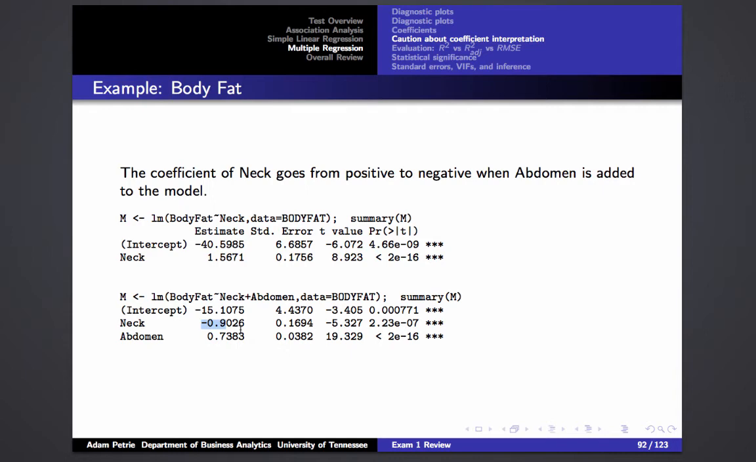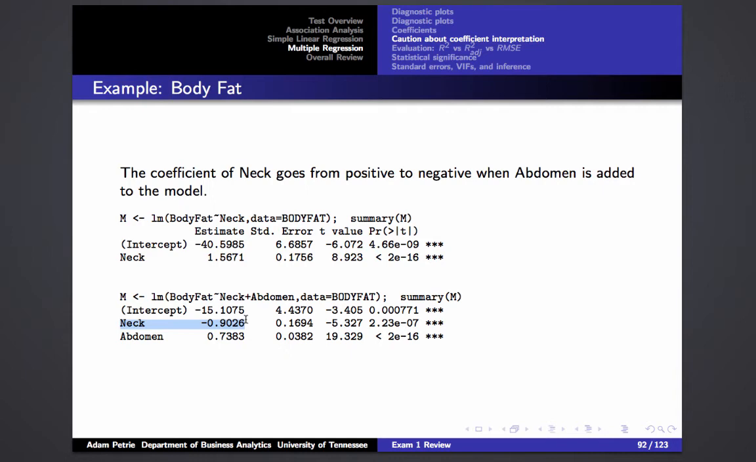However, this doesn't mean the model is wrong. It's actually telling us something interesting about the way the body probably works. So remember, what we're doing when we're interpreting the coefficient of neck is we're imagining individuals with the exact same abdomen sizes. Okay, well, among people with the same abdomen size, it looks like people with larger necks tend to have smaller body fat percentages. How could that possibly be the case?